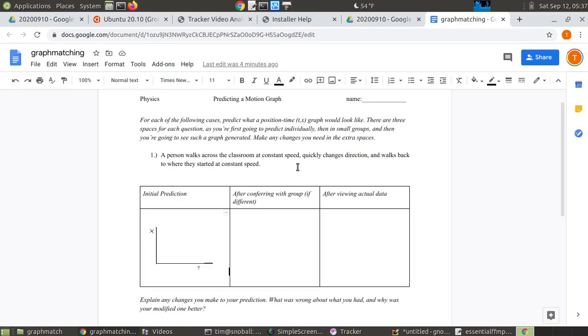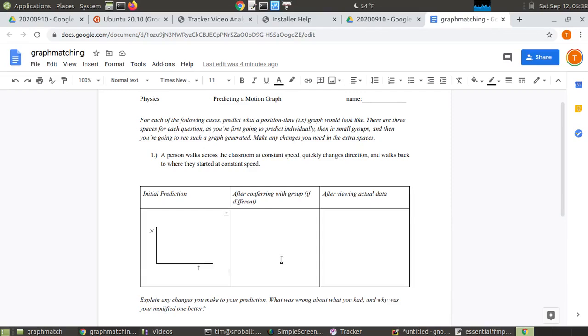So what we're going to have you do is make an initial prediction of what you think the position time graph would look like for each of our motions. We're then going to have you get in groups and compare with each other what you got and argue it out. And if you feel like you need to change your position time graph after talking with your group, you have some space to do that.